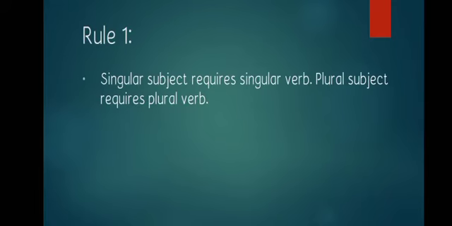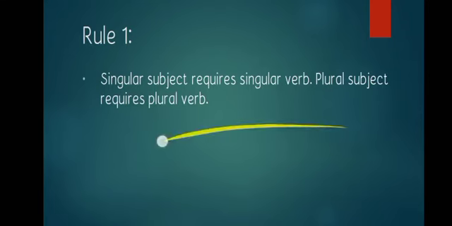Rule number 1. Singular subject requires singular verb. Plural subjects require plural verb. Meaning, when the subject is singular, the verb must be singular too. Note that a singular subject refers to only one person or thing. A singular verb is any verb that ends with s, es, or ies.